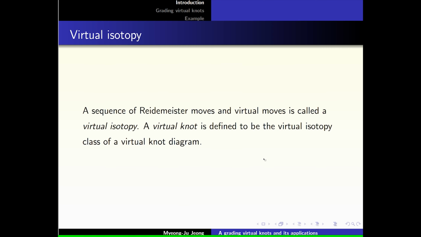Then we can compare virtual knot diagrams by using virtual isotopy. A virtual isotopy is defined as a sequence of Reidemeister moves and virtual moves, and two knots are said to be virtually isotopic or equivalent if there is a virtual isotopy from one to the other. And a virtual knot is defined as the virtual isotopy class of a virtual knot diagram.